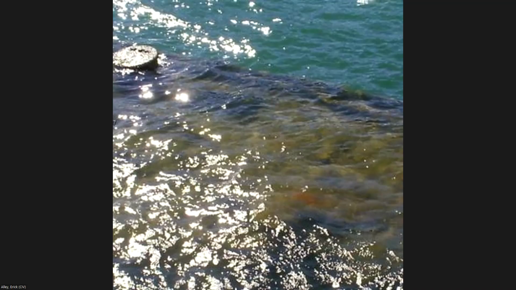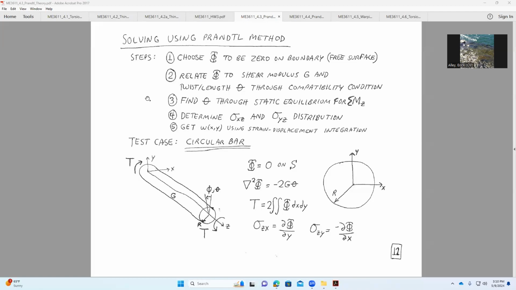Alrighty, so we're back here, 10 after. Let's try a test case here, and all that background that we've just gone through was mainly just to get these couple of equations that we got down here. So we'll try our circular bar first. First thing we gotta do is pick a Prandtl function. Right? And our main rule was that we gotta have Prandtl equals 0 all around the surface. And for a circle, we're in luck because we only have one equation that's needed to describe the whole surface. So Prandtl equals 0 on that surface.